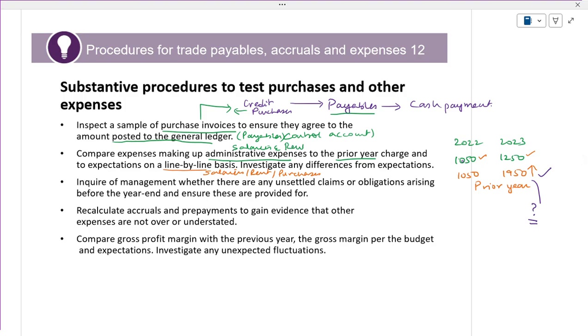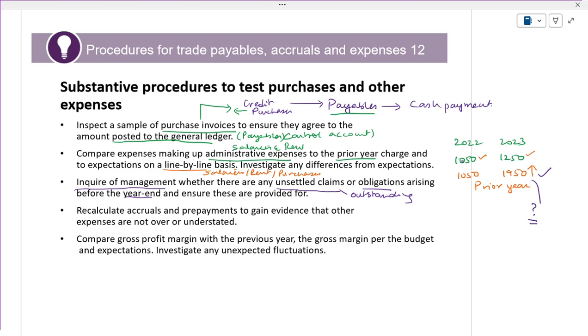So what are the reasons for more purchases? Inquire with the management. Always keep it in mind. Communicate with the management whether there are any unsettled claims, whether we have not paid, or any obligations before the end of the year. If there is any outstanding purchase, where you are purchasing and not paying, you have to inquire with the management why they have not paid.